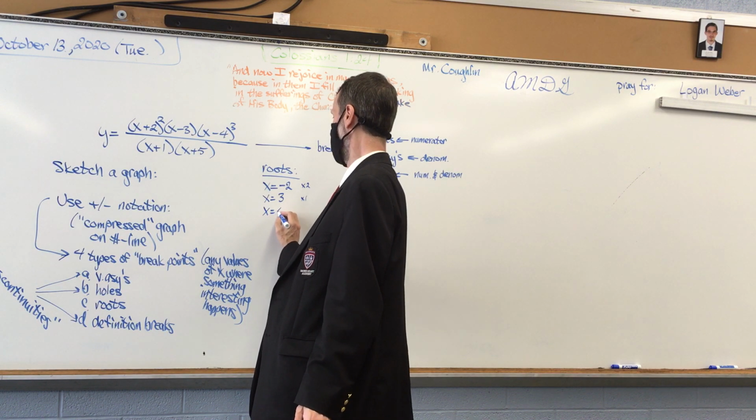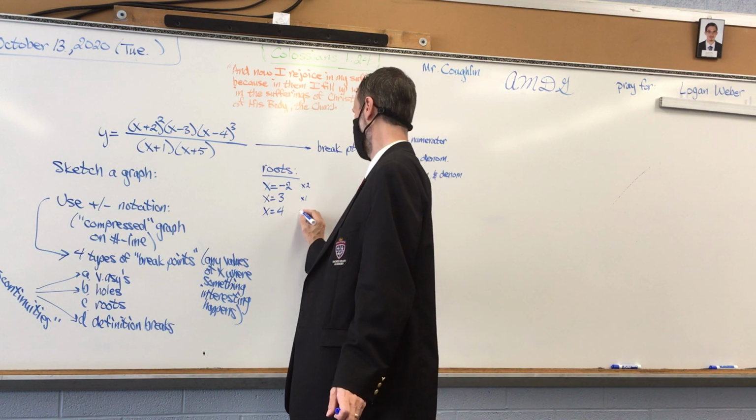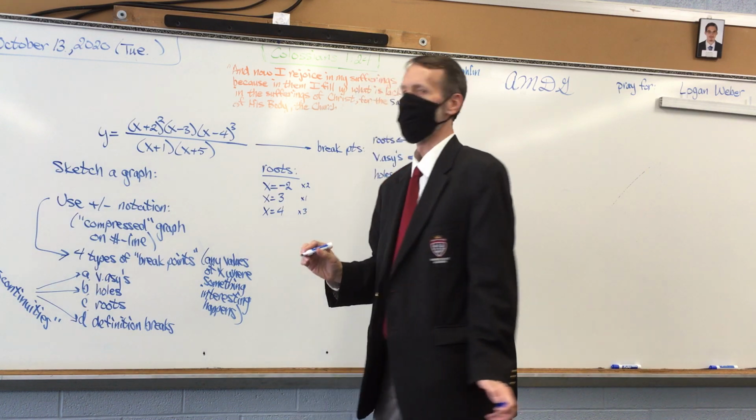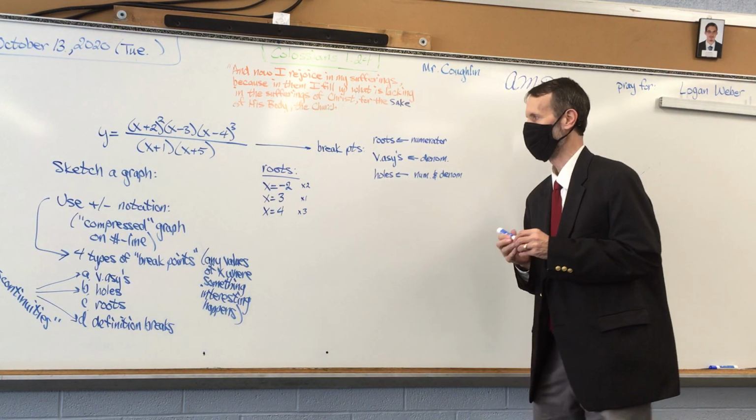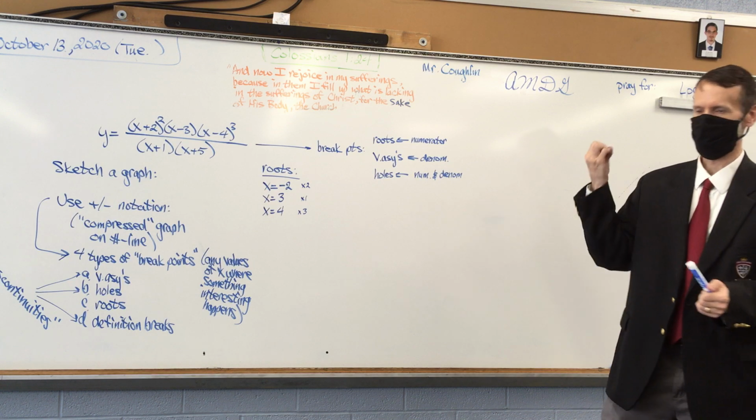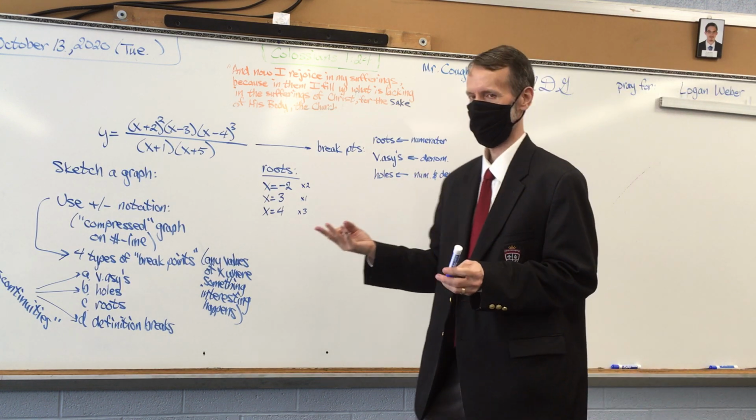X equals 4. Single, double, triple, quadruple? Triple. Triple root. Good. Depending on whether it's single, double, or triple, remember that does change the graph. It'll either go straight through, or bounce, or swerve, or something like that.